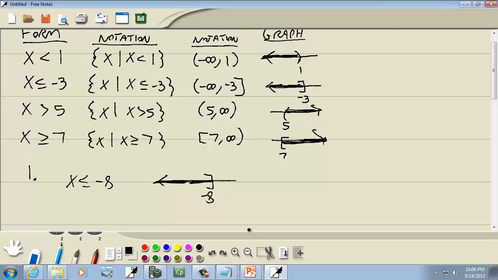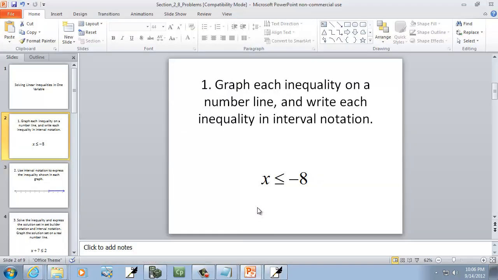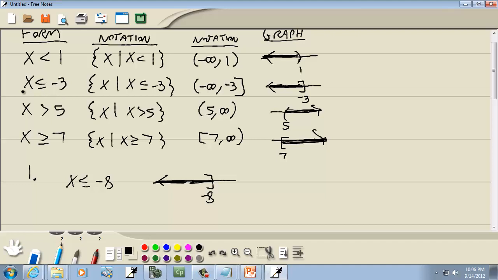Like that. And that's our graph. Now it says write down your interval notation. Again, I said it matched this form, so I come over here. This is exactly what our interval notation is going to look like, but instead of a negative 3, we'll put a negative 8 there. Whatever number we have here. And those will be our answers.